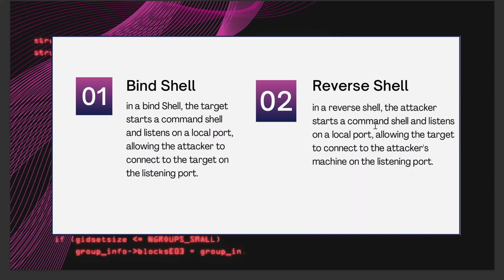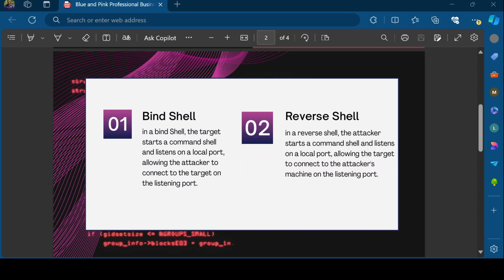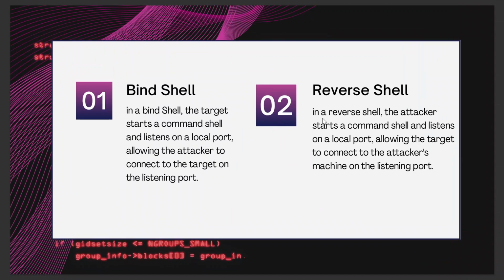Now, for a bind shell, the target is being instructed to start the command shell and listen on a local port, allowing the attacker to connect to the target on the listening port. However, the bind shell is not suitable for remote exploitation because the target is probably behind a firewall. So whenever your target machine is sitting behind a firewall, it's not that possible to make use of the bind shell. In this case, you make use of the reverse shell.